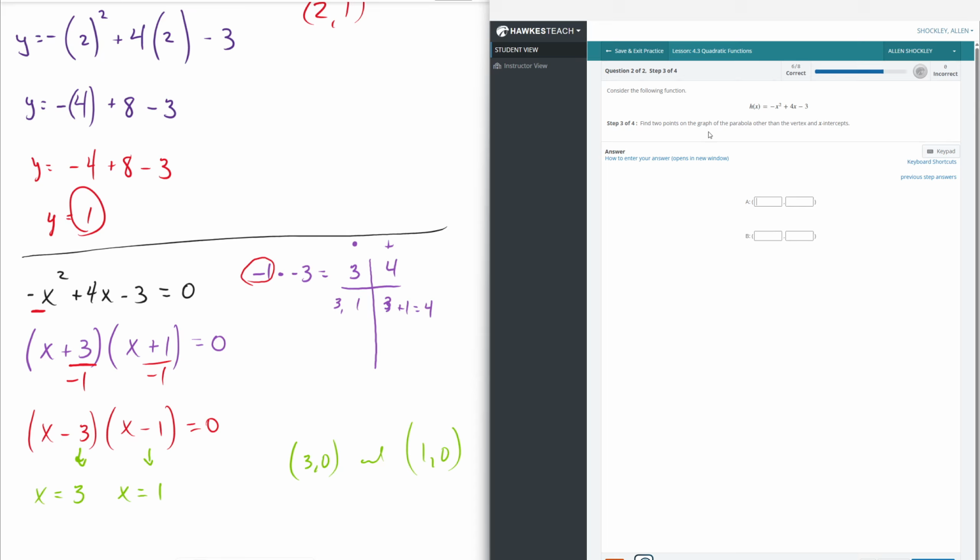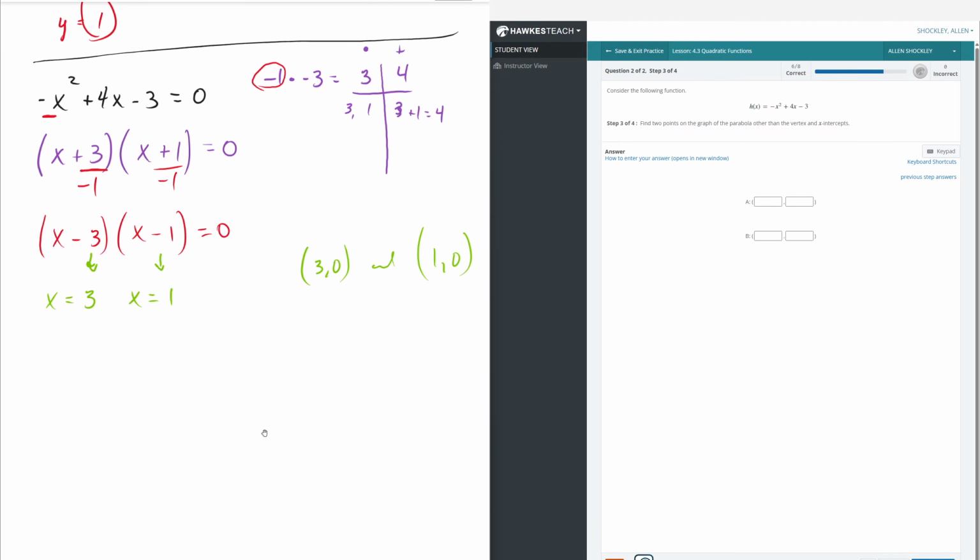Find 2 points on the graph of the parabola other than the vertex and its x-intercepts. Again, you are just plugging in numbers into this equation. The only numbers that you cannot use are 1, 2, and 3. So, pick a new number other than 1, 2, or 3. What if we chose 0? Let's just write it out. And then let's pick something simple like 4.